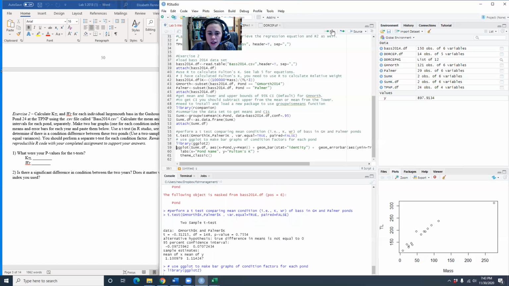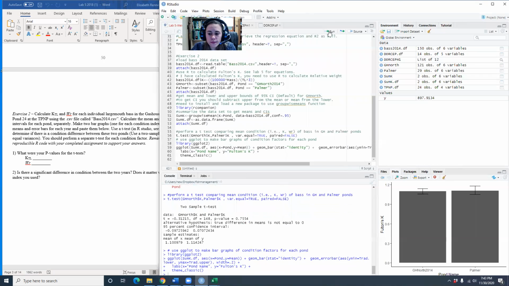So there's a library using ggplot2. We'll pull that in. And now we're going to create a ggplot comparing pond name with Fulton's K. And so you can literally copy and paste this code and then change this K value to the WR to get your relative weight, right? Because we want to do this for both types of condition factors. All right, so that's the way the cookie crumbles. That's the code for this week.